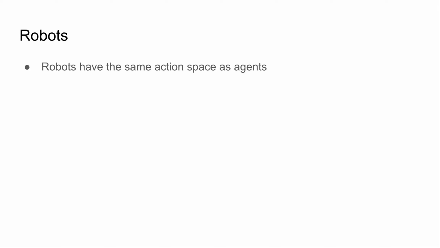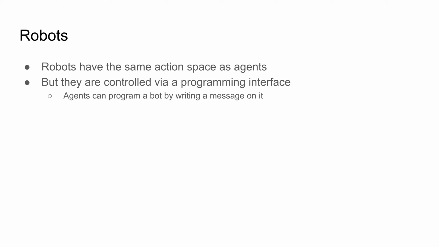Next up, let's look at robots. So robots have the same action space as agents, as I mentioned before, but they're controlled via a programming style interface as opposed to a neural network. So agents can basically program a robot by writing a message to its memory, and that controls how the robot chooses its actions. And then one additional thing that robots can do that agents can't is that robots can read and write from the terrain, basically allowing them to act as a longer term information storage unit for the agents.